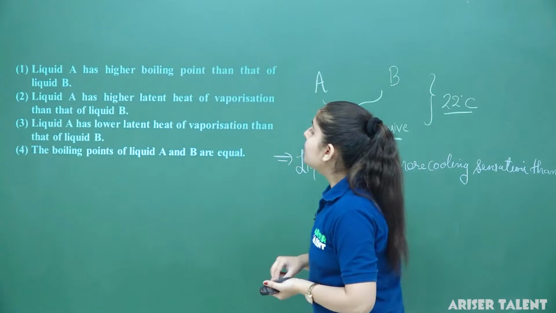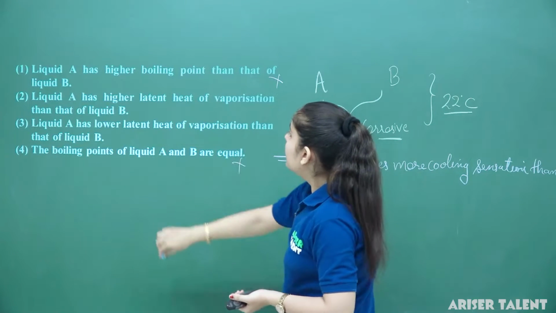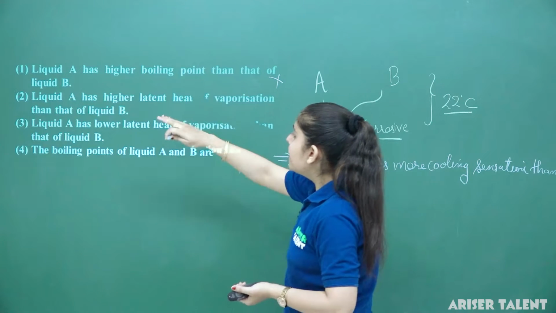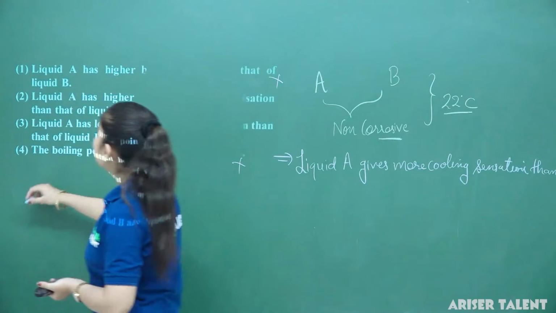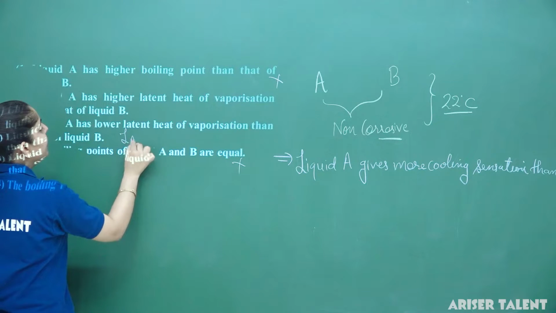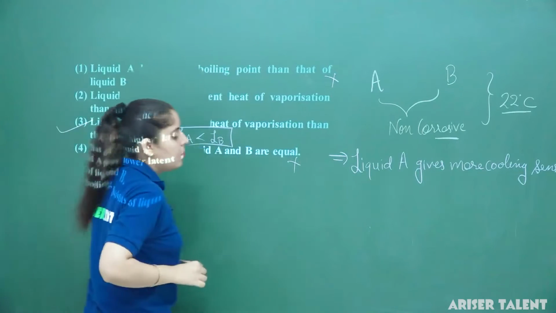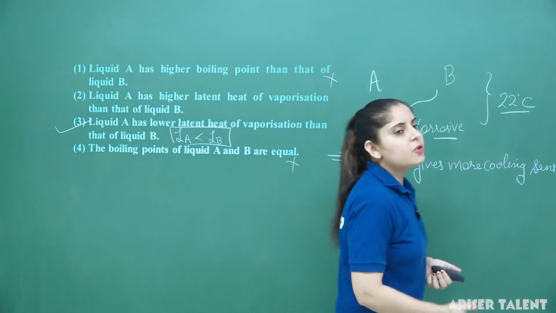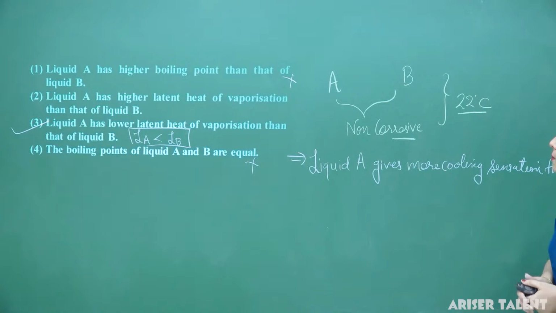So we can say that boiling point has nothing to do with the cooling effect. Latent heat of A will be less than latent heat of the liquid B. So which option is correct here? We can say that option number 3 is correct. The latent heat in the case of A will be less than the latent heat in the case of B. So this is all about the latent heat that the question is based upon.